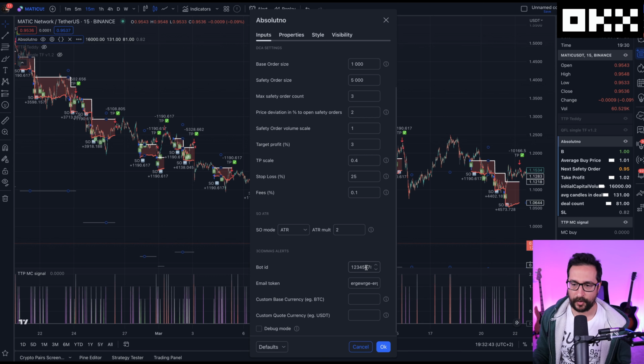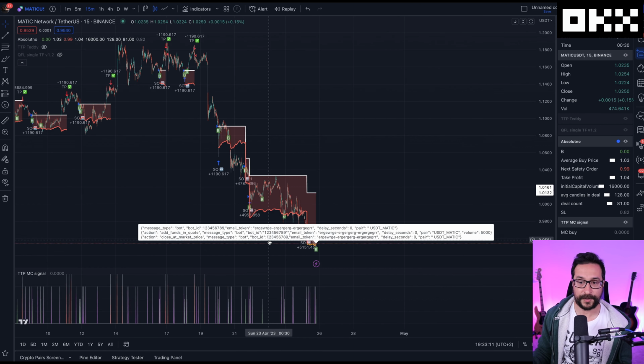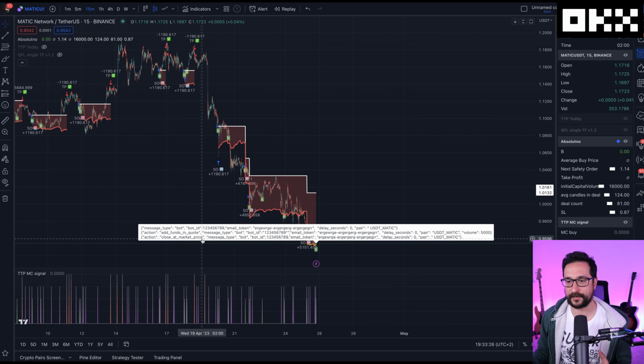It's pretty simple. All you have to do is put the bot ID here. You have to place the email token from your DCA bot in this area. You can also enable debug mode. When you do that, you're going to be able to see in the chart what's going to be the message that's going to be sent to your bot for opening the deal, followed by add funds, followed by the close at market price when you're taking profits or when you're hitting a stop loss.